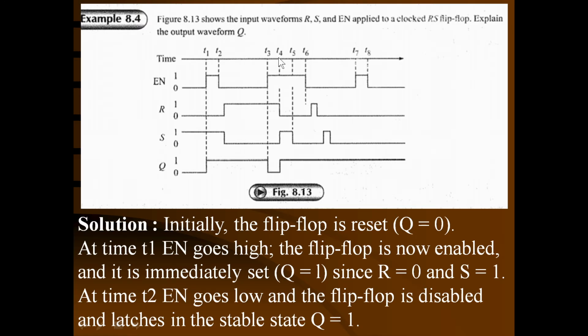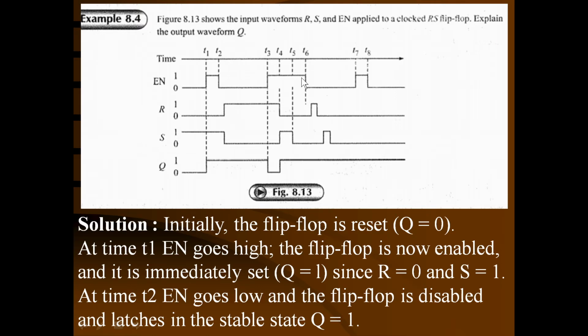Again at the start time T4, it is responding to the input conditions. That is, R is 0 and S is 1, so the flip-flop is again set at the start time T4. At the start time T5, R is 0, S is 0, that means no change condition. So even if the enable input is high, R is 0, S is 0, that is the no change condition, and the output will retain the last value of Q. That last state was 1, so it remains 1 at the start time T5.